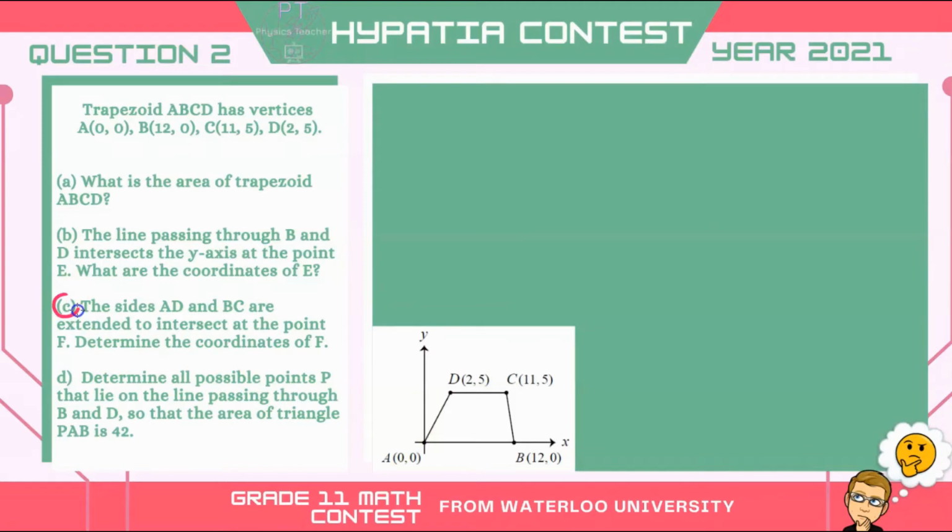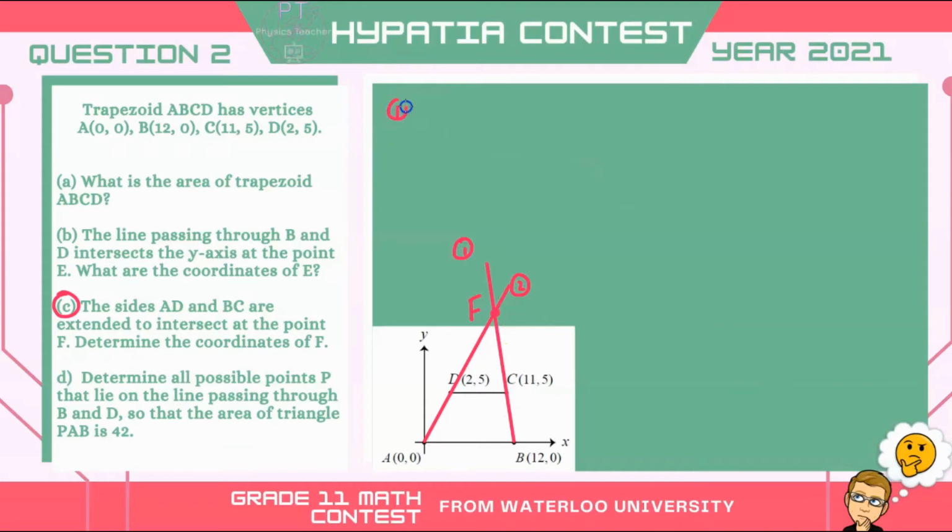Alright, so part C. In this part we have the sides AD, like so, and BC, like so. And the question says they are going to intersect at F, so let's call this F. Determine the coordinates for F. So to do this, let's call this one line 1 and this one line 2. Now let's find the equations of these two lines.